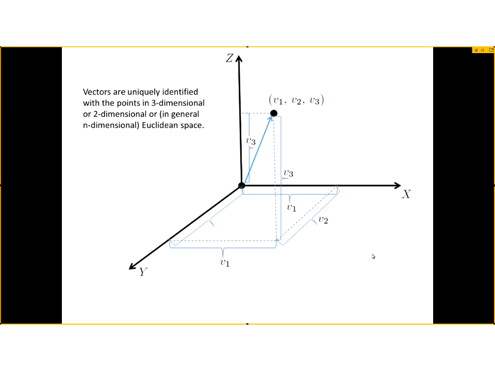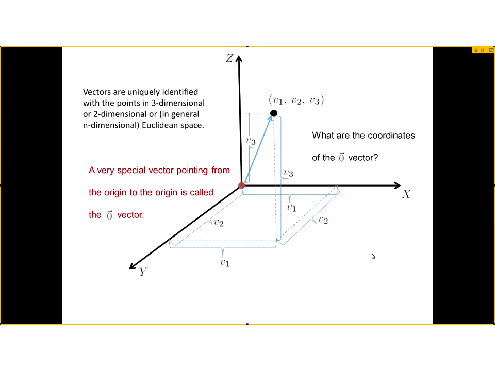Similarly, vectors are uniquely identified with points in 3 dimensions or 2 dimensions, and a very special vector pointing from the origin to the origin is called the zero vector. And what are the coordinates of the zero vector? Obviously the coordinates are 0, 0, 0.